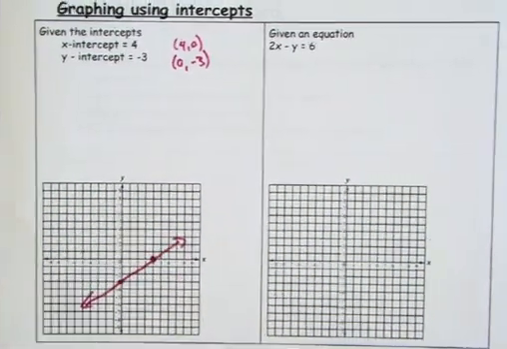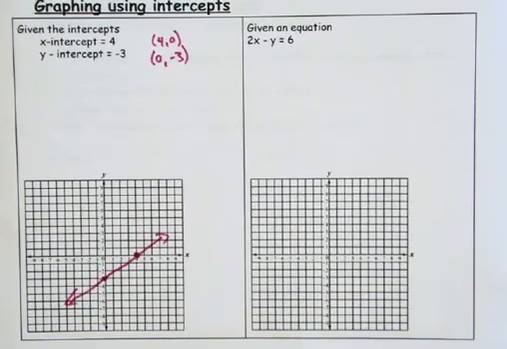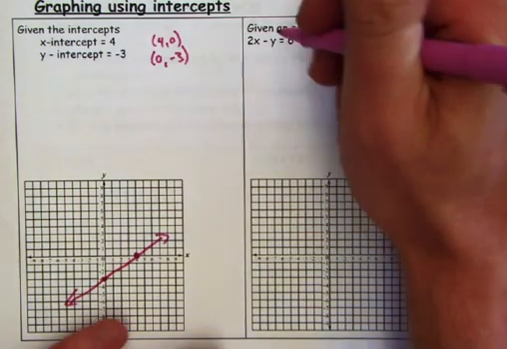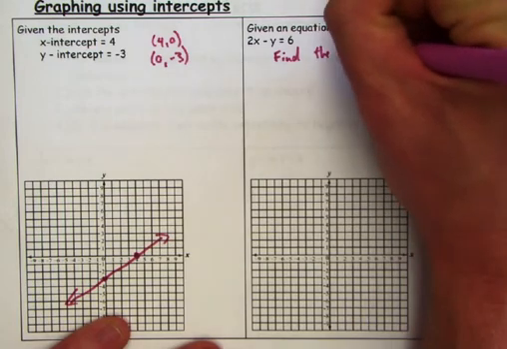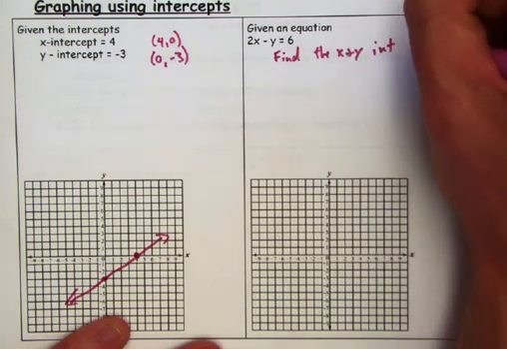Now this one's going to be a little bit trickier. This says, given the equation 2x minus y equals 6, find the x and y intercepts, and then we're going to have to graph. So the first thing we have to do is find the x and y intercepts.